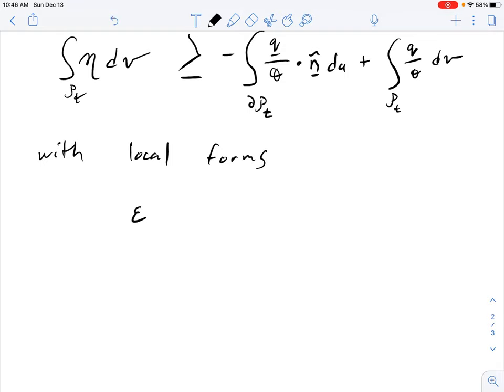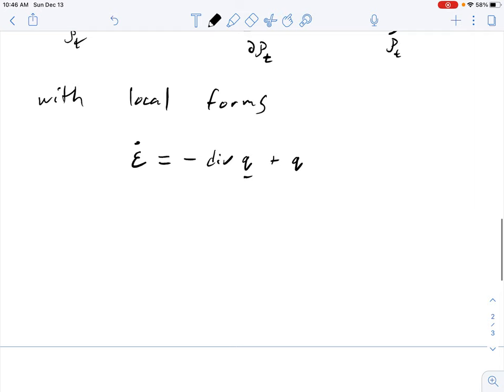So we have that the material time derivative of epsilon is equal to minus the divergence of the heat flux plus the heat source, and the material time derivative of the entropy is greater than or equal to minus div q over the temperature plus the heat source over the temperature.